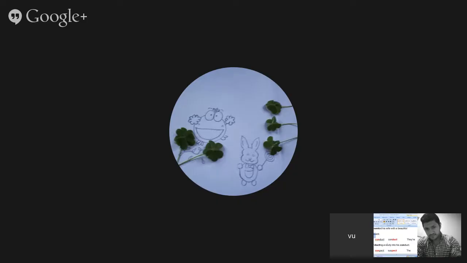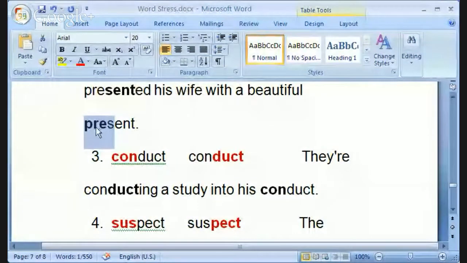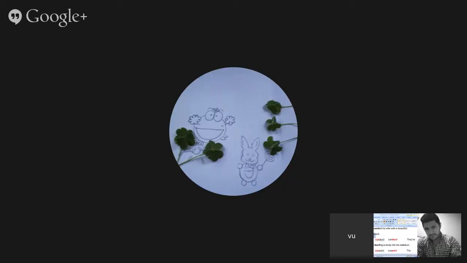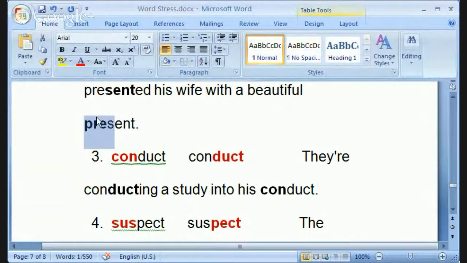Present. Do you know what a present is? Did you get any presents for your birthday? Oh yes, teacher. Good. Glad to hear it. Okay. Present. A gift. Let's look at another example.